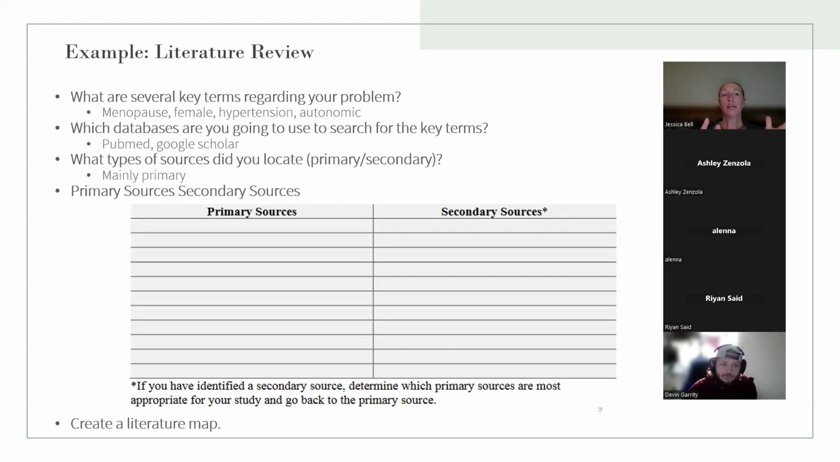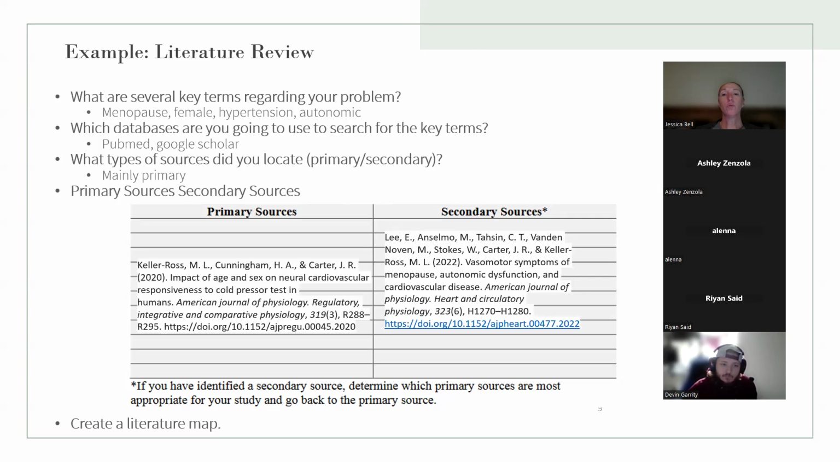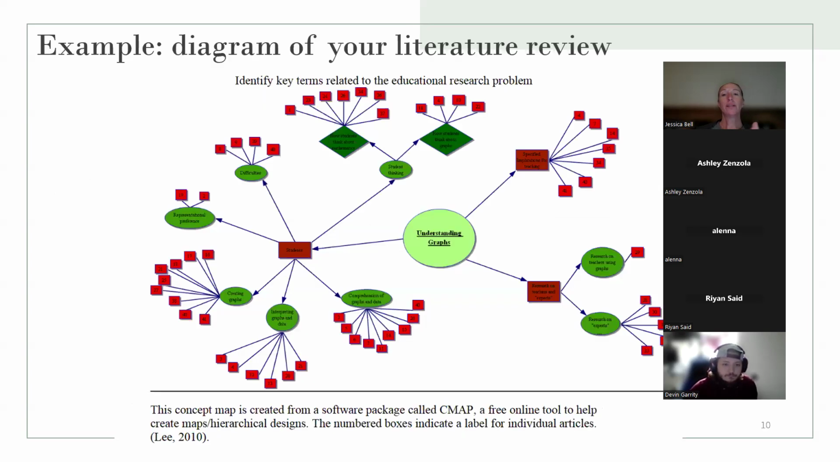What types of sources? Again, you want mainly primary sources. I looked up two of her articles. One was a secondary source and one was a primary source. And then create a literature map. I don't know if any of you have done concept maps, like what's the bigger concept? In that center, where in this case they're saying is understanding graphs, you might put hypertension in menopausal women. And then you can branch out from there. They keep it organized into categories.